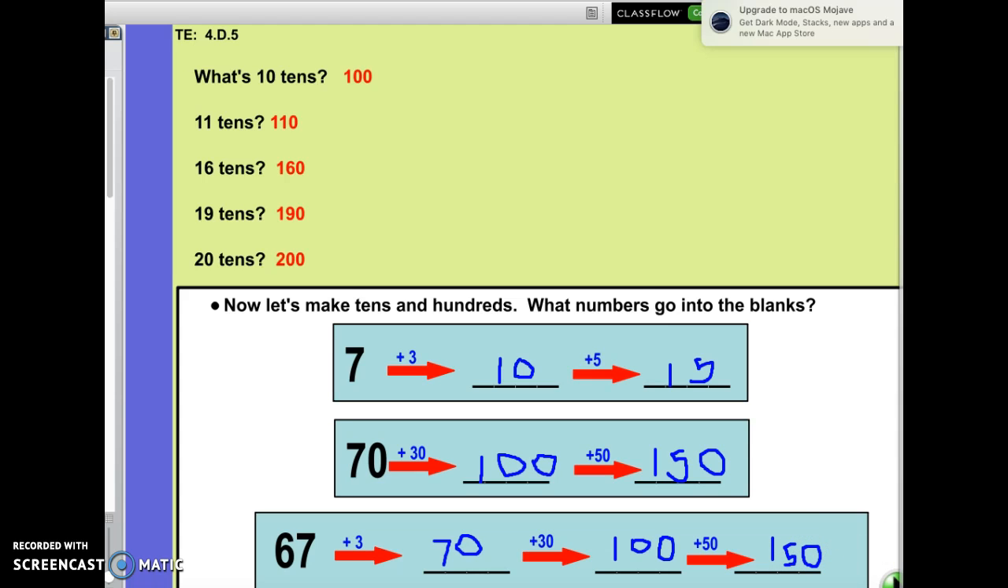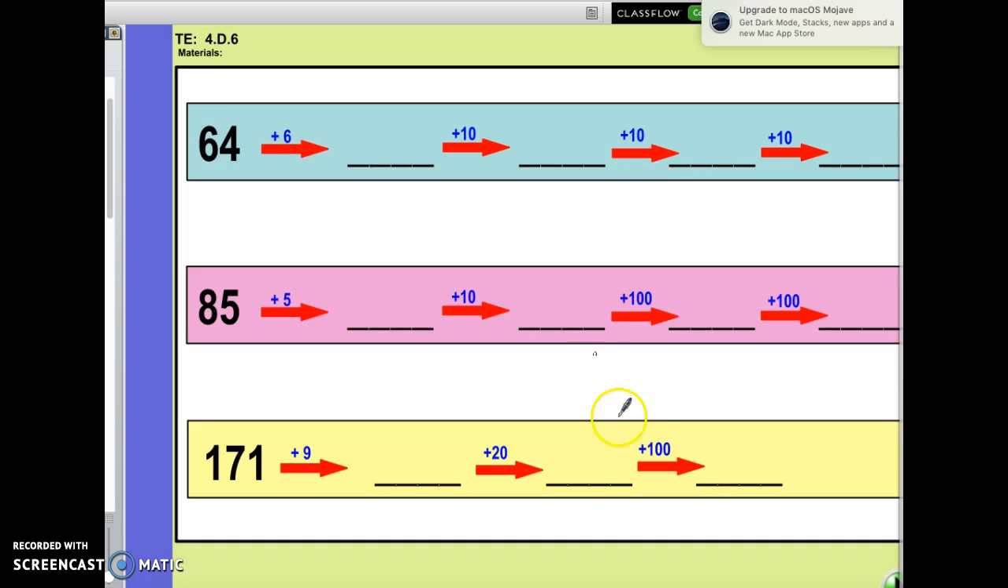All right, we're going to go to the next one, all right? Erase your board, and we're going to try some more. So write this one out and come back when you're ready to solve it. All right, 64 plus 6, 70.